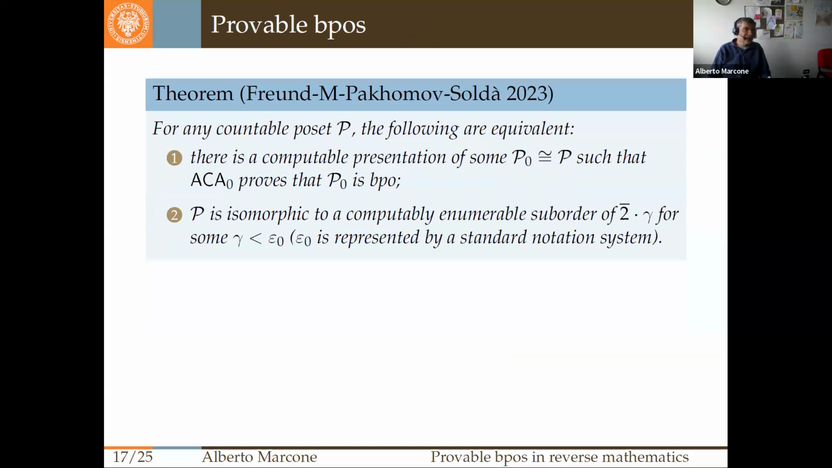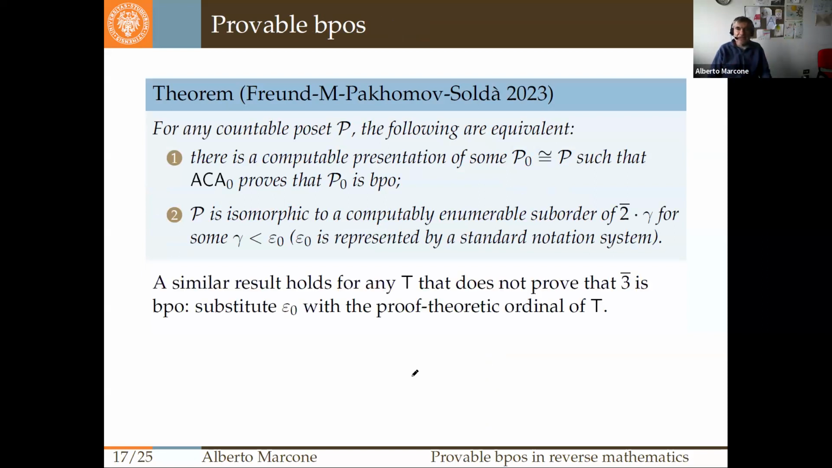I do this for ACA0, but the first observation, before even going to the details of what I'm saying here, is that we can extend this to any other theory T that does not prove that 3 is BPO. Now, if you notice in the second point, I'm mentioning epsilon naught because I'm dealing with ACA0, and epsilon naught is the proof theoretic ordinal of ACA0. So if we use some other theory, we will have to substitute epsilon naught with the appropriate proof theoretic ordinal of that theory. So that's the first observation.